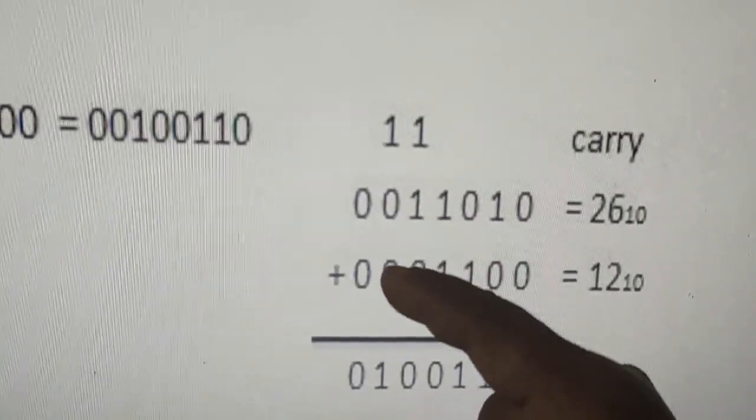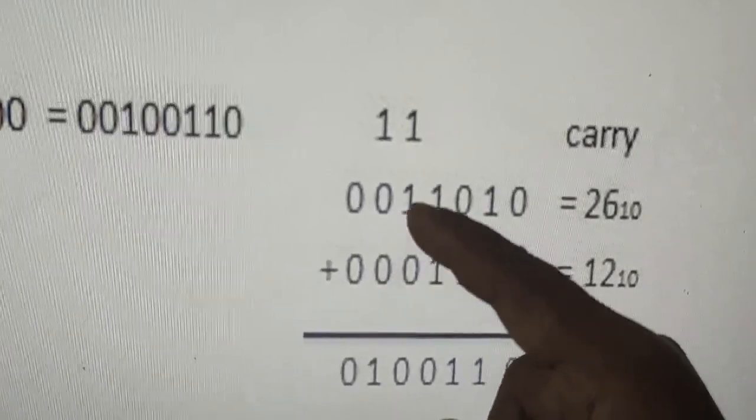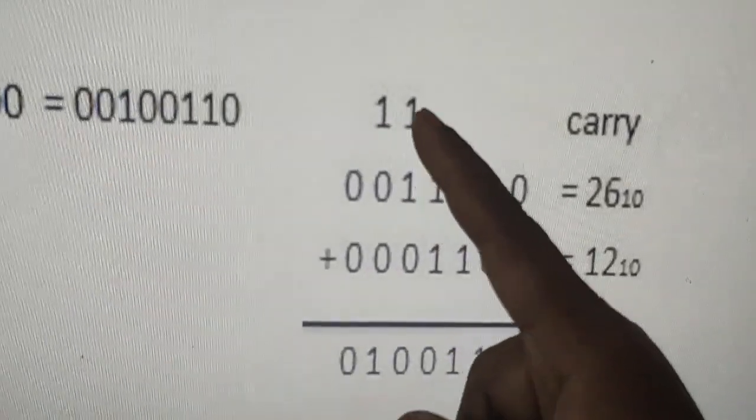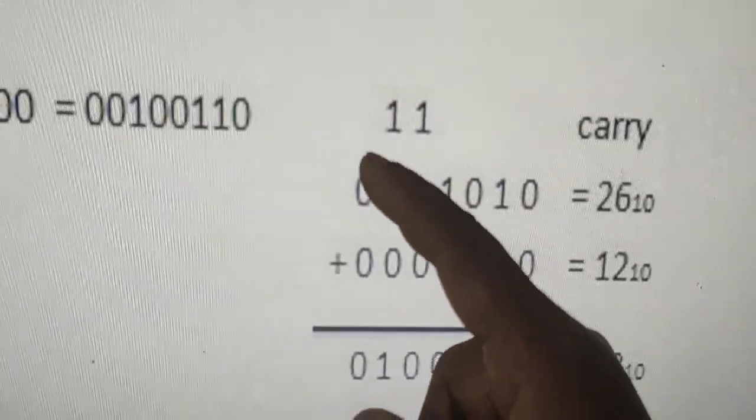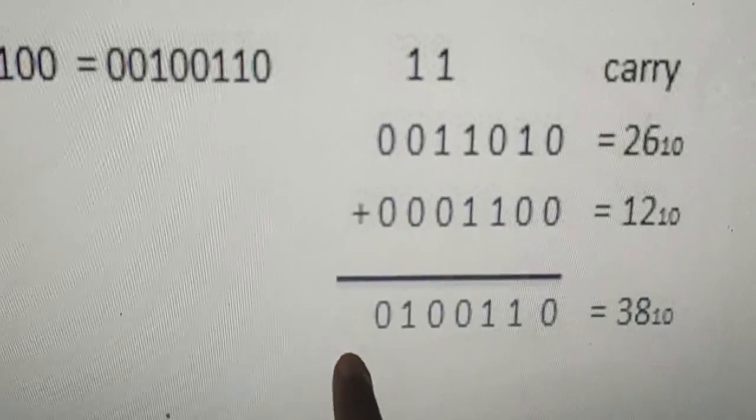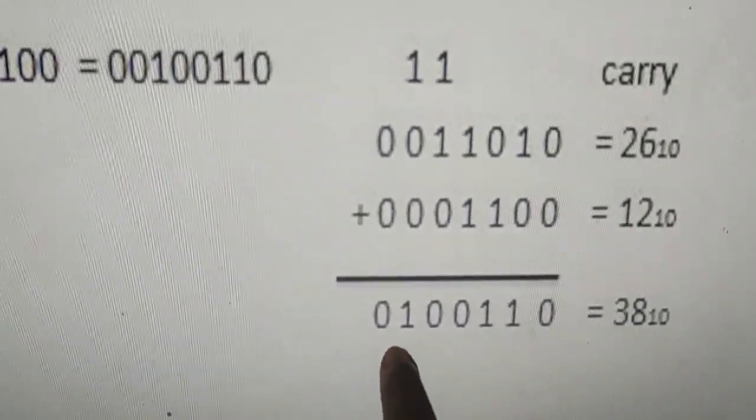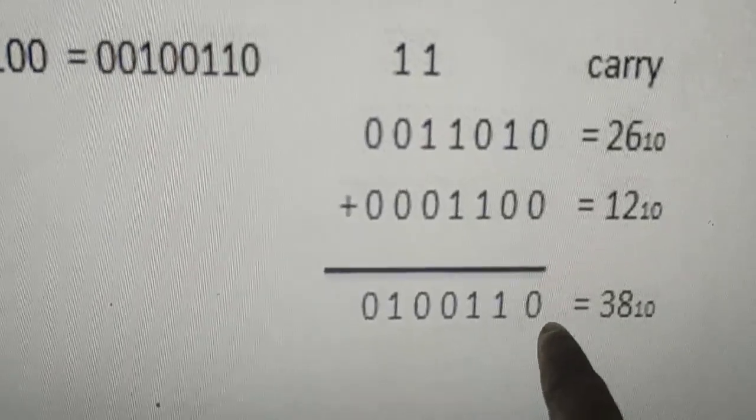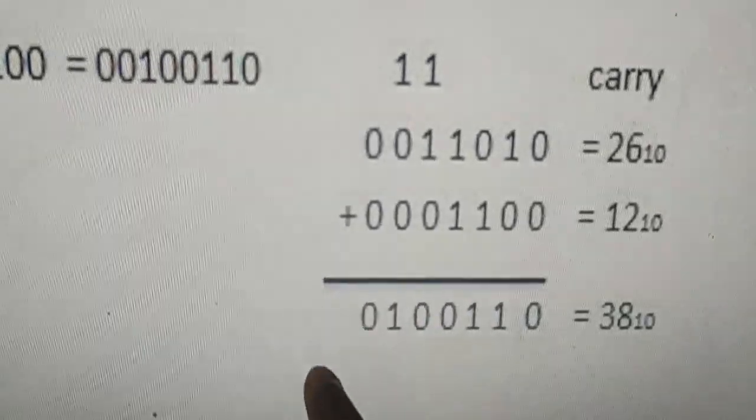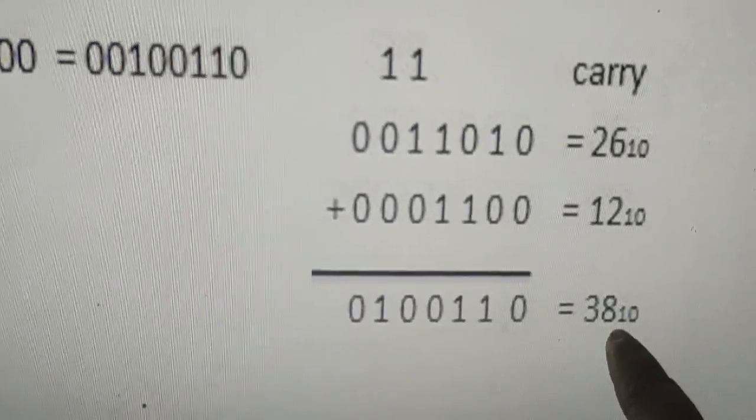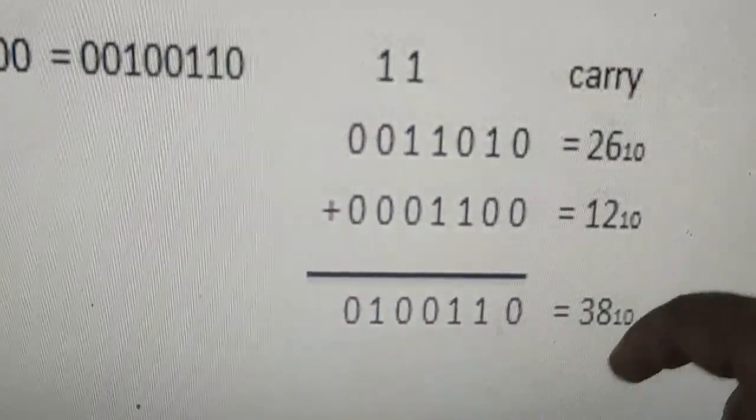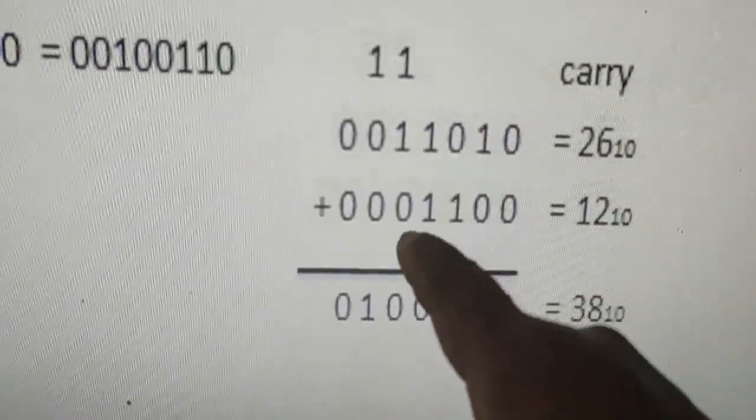For this number we will add 1 plus 0, which is 1, and this 1 plus 1 is 0, and we get this carry. We will forward it to the next. So this carry is here. 1 plus 0 is 1, 1 plus 0 again 1. So what is the result that we are getting? 0100110, because 0 plus 0 is already 0. If we convert this number to the decimal form, we will get 38. We already know 26 plus 12 is 38. Okay, I will show you another problem with this binary addition.